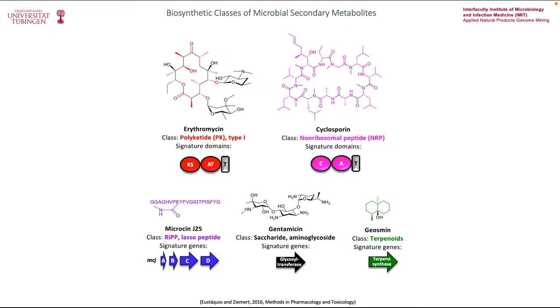One of the major driving forces of medical revolution in 20th century was the discovery of antibiotics. These are often derived from secondary metabolites produced by microorganisms. These natural products can be categorized based on their biosynthetic pathways. The major biosynthetic classes are polyketides, non-ribosomal peptides, ribosomally synthesized and post-translationally modified peptides, terpenes, and saccharides. Representative examples of popular antibiotics from each of these biosynthetic classes are shown in this slide.